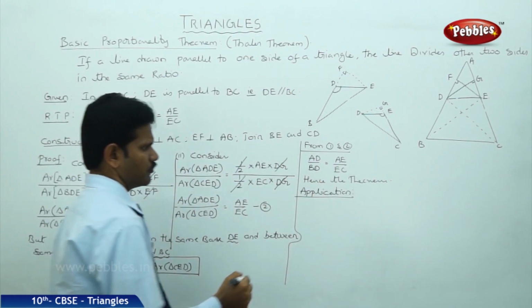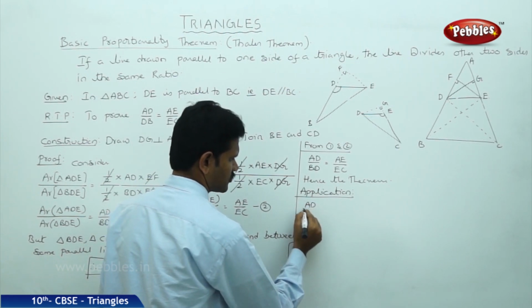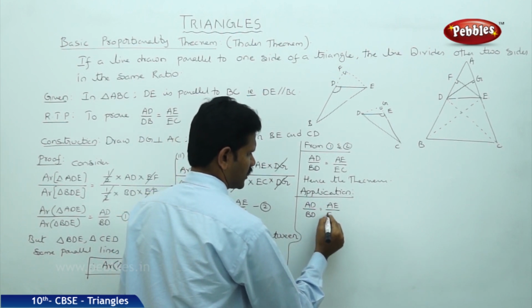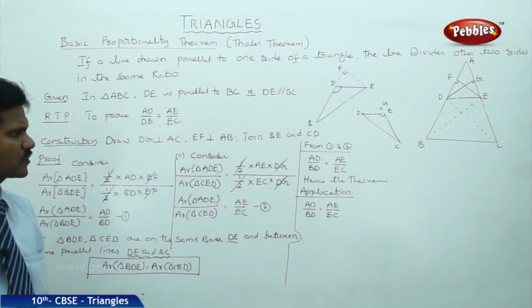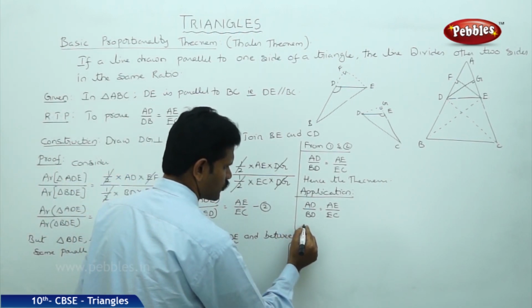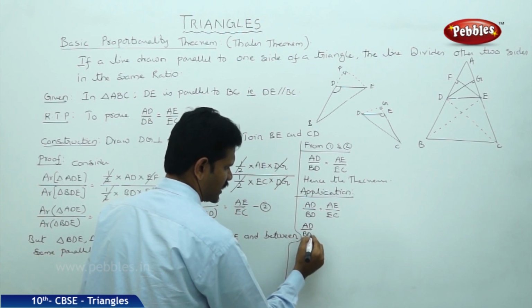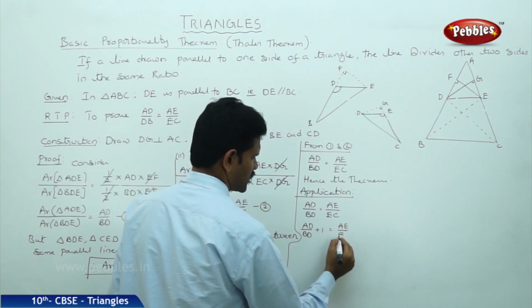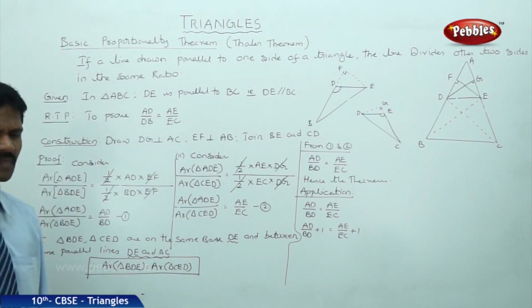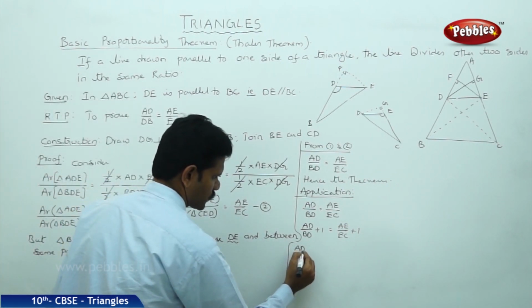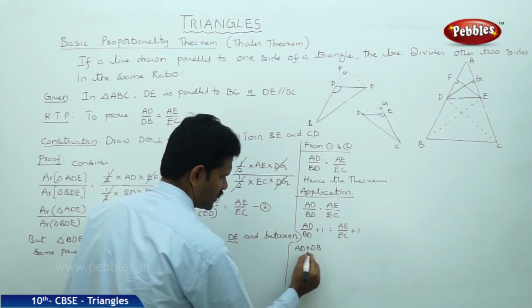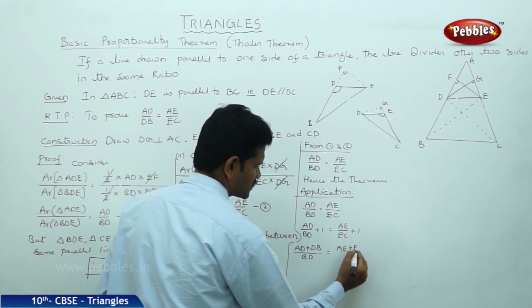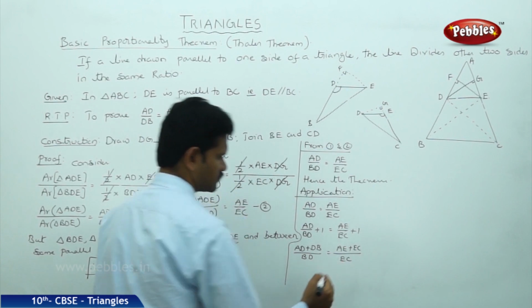From BPT we know that AD by BD is equal to AE by EC, and add 1 on both sides. AD by BD plus 1 is equal to AE by EC plus 1. Now, taking the LCM, AD plus DB by BD is equal to AE plus EC by EC.